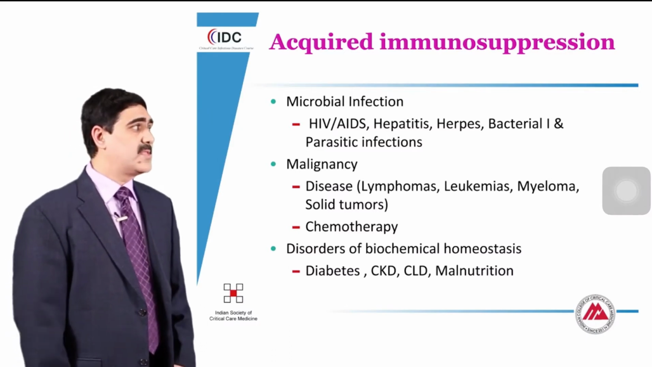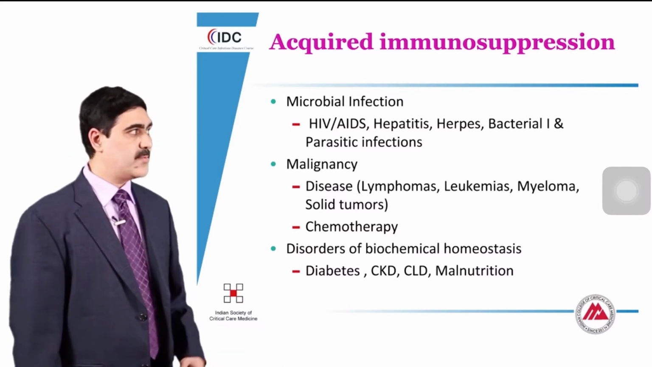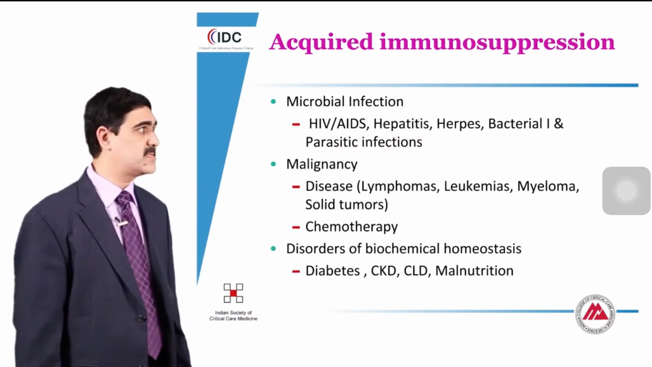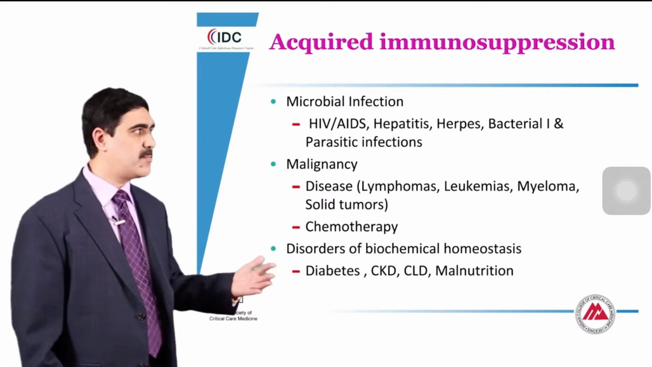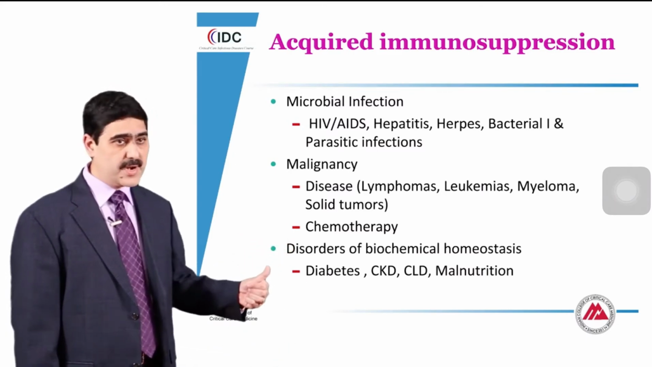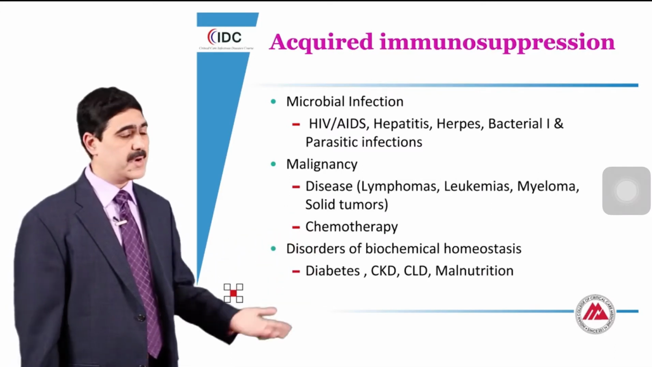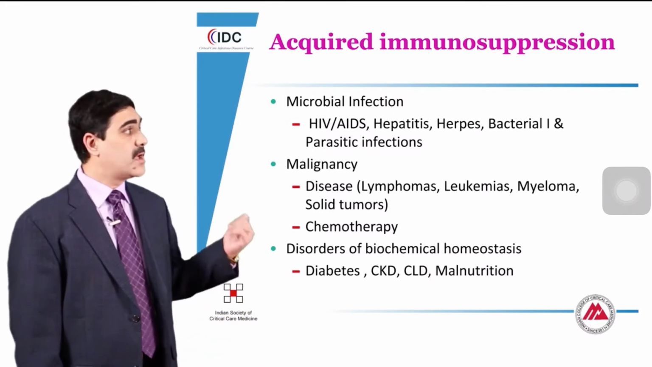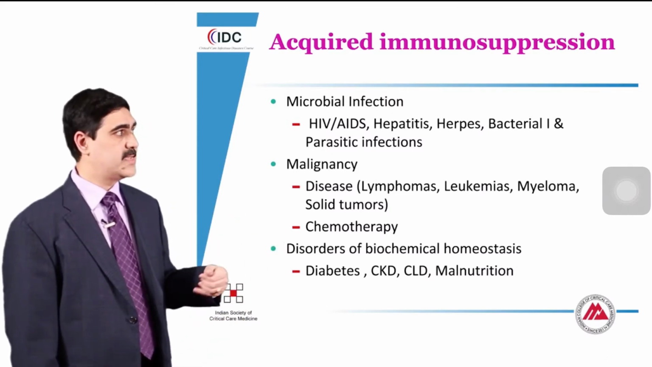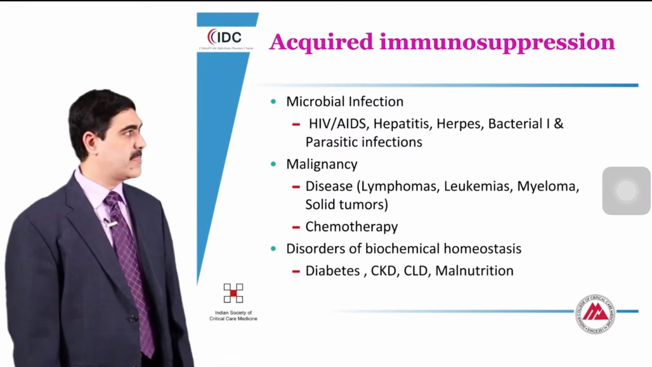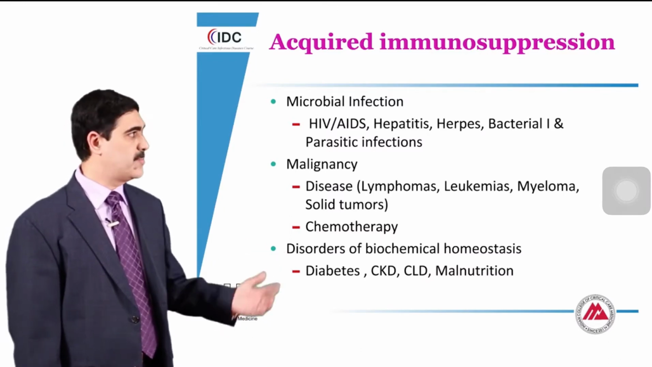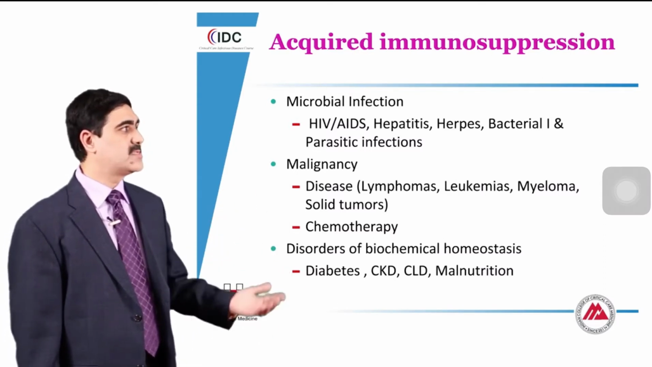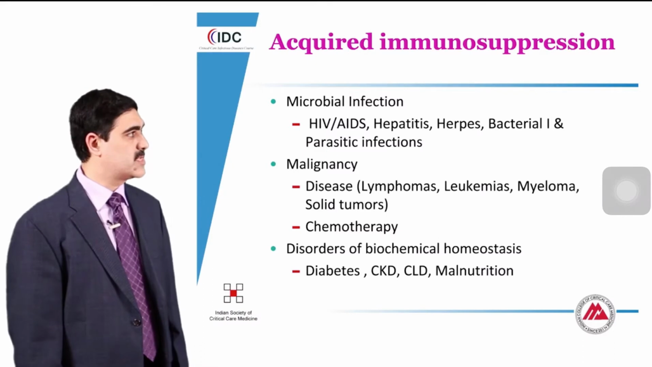Now, the more important chronic diseases that we all deal with are disorders of biochemical homeostasis. Although it sounds fancy, I mean any disorders in metabolism or changes in our body, which could include diabetes, which is rampant in our country. We are one of the capitals in the world, diabetic capital in the world. Chronic kidney disease, chronic liver disease, any state of malnutrition could all be contributing to immunosuppression. And when I say malnutrition, the protein energy malnutrition leads to several changes in our immune mechanisms in our body.